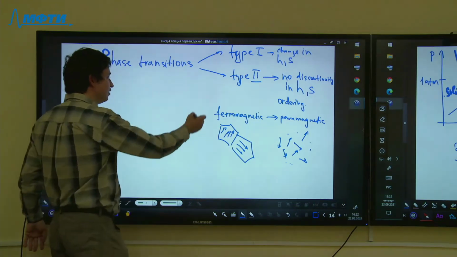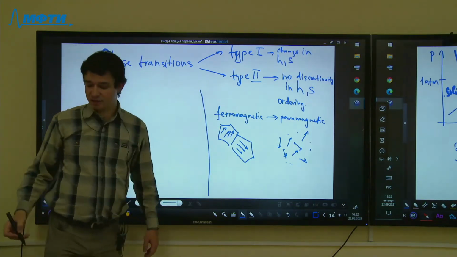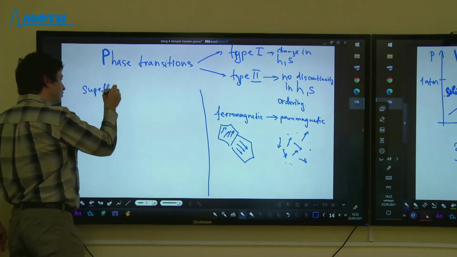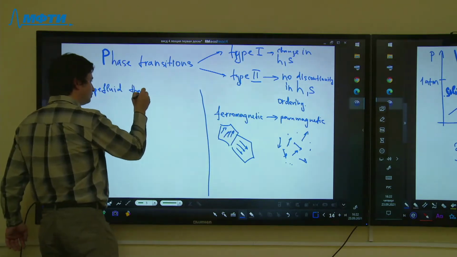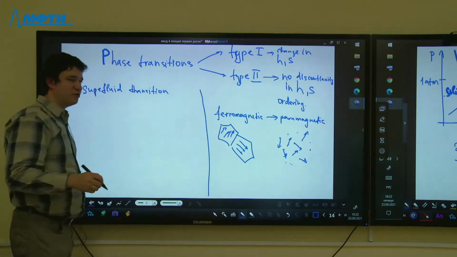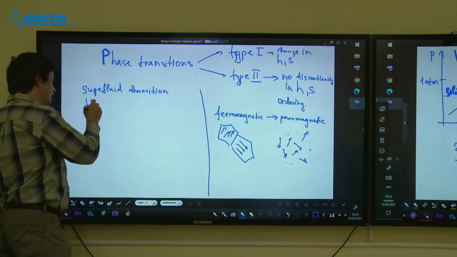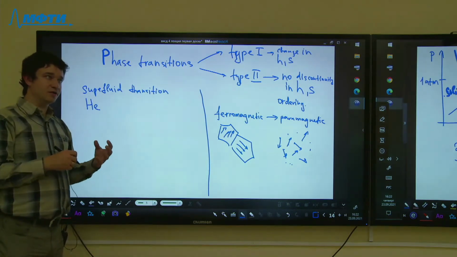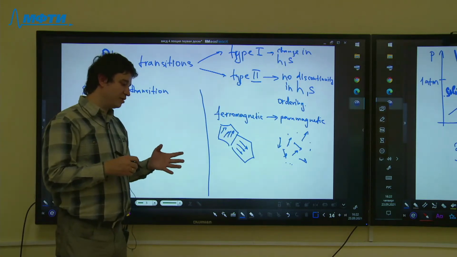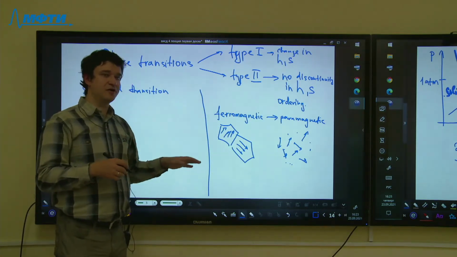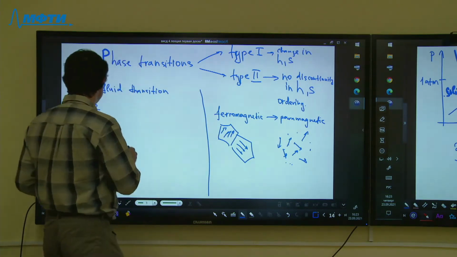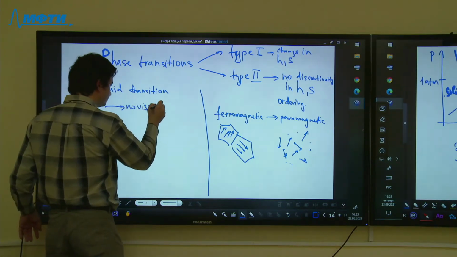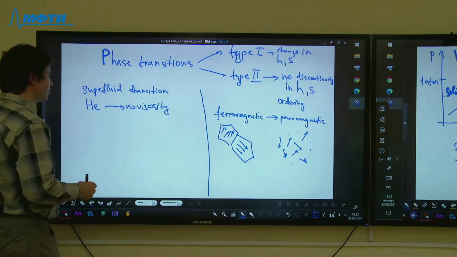Another type 2 phase transition which has been discovered in the 20th century is the superfluid transition. In a superfluid transition, which was initially discovered in helium, when you cool down helium beyond some temperature, the liquid turns into a superfluid, so it doesn't have any viscosity. So the viscosity of the liquid disappears.